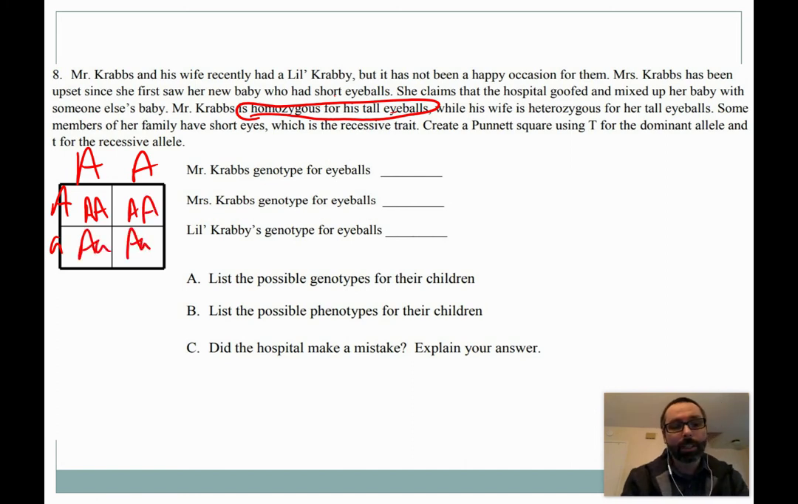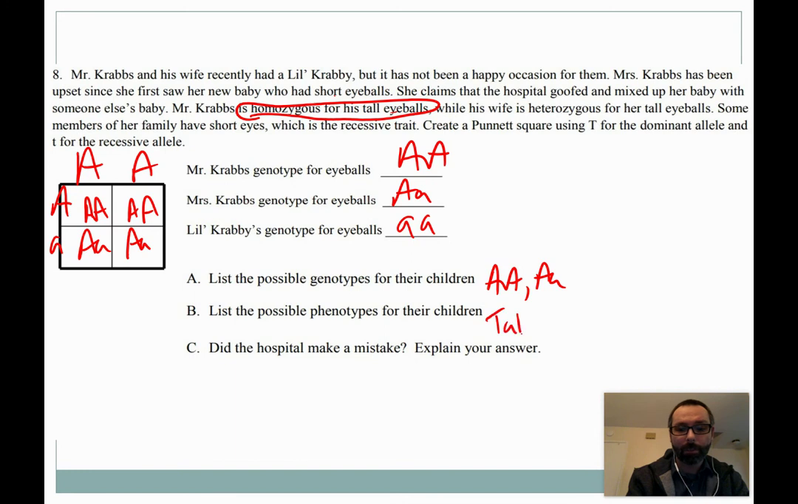And you'll see that, I forgot to fill out this thing. Mr. Krabs' genotype is all big A's. Mrs. Krabs is big A, little a. Lil Krabby has to be little little, right? The only way for Lil Krabby to be short eyeballs is to have 2 little A's. So again, maybe you didn't even need the Punnett square to realize that. How are you going to get 2 little A's into Lil Krabby when there's only 1 little A between Mr. and Mrs. Krabs, right? So the kids could be big A, or big A, little a, but they could not be little little. And all of these kids are going to have tall eyeballs.